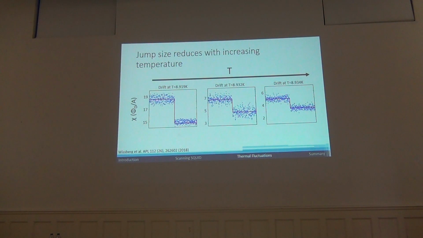So we attribute these jumps to fluxoids penetrating the superconductor, but before I can explain why, I first need to show you how we image vortices in our system.